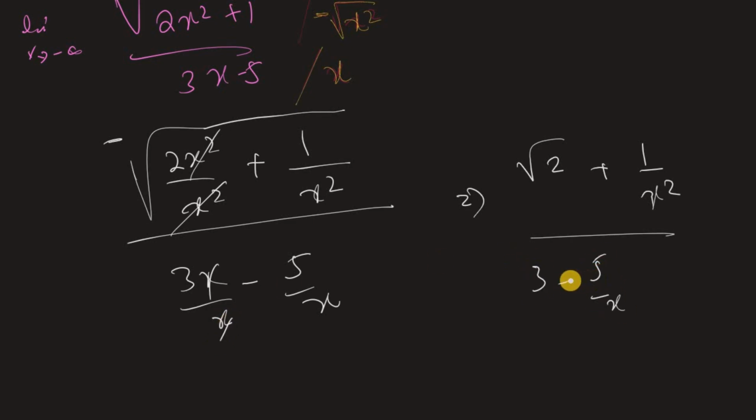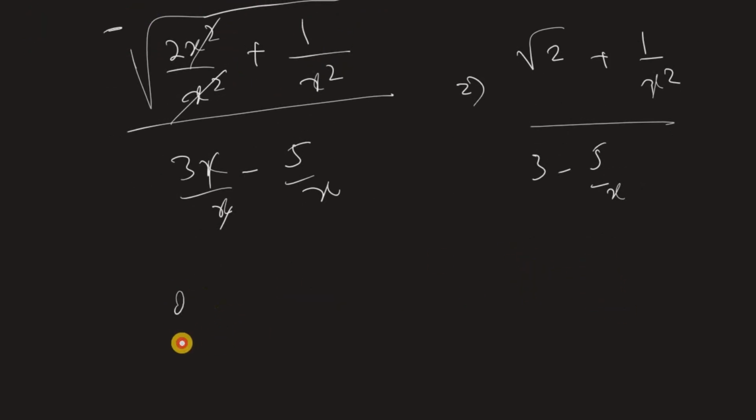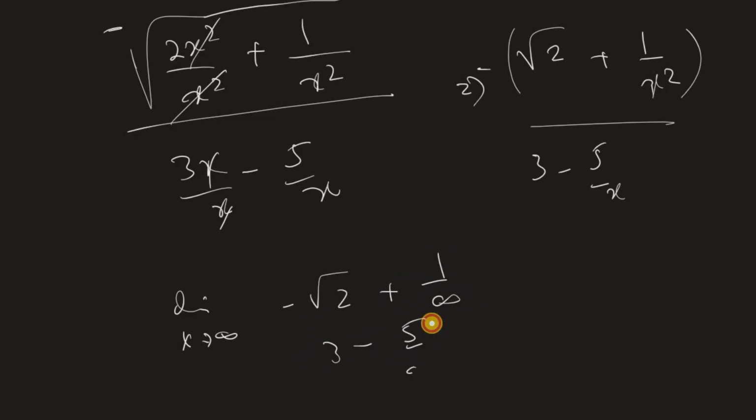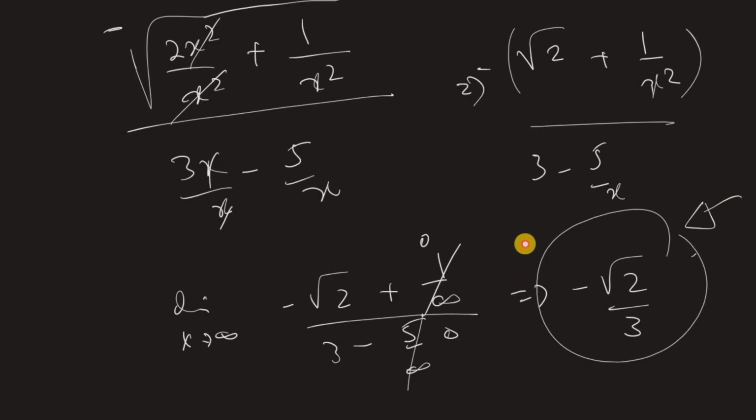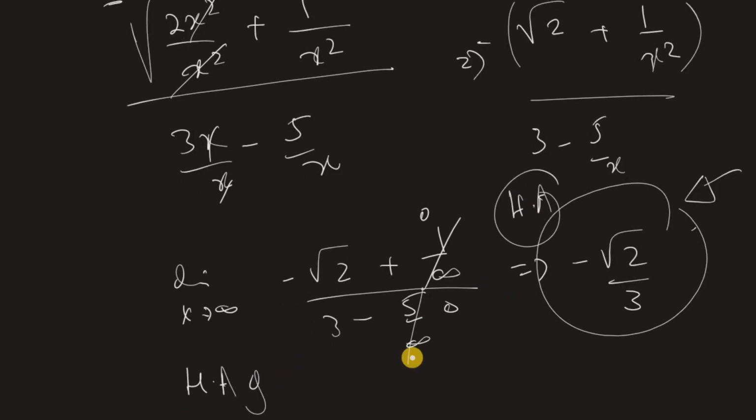Here we're left with square root of 2 plus 1 over x squared, over, again, 3 minus 5 over x. So if we put the infinity over here, limit as x approaches infinity, there was a negative in front. So then negative square root of 2 plus 1 over infinity, over 3 minus 5 over infinity, so that is 0, that is 0, and now we're left with negative square root of 2 over 3. So that is pretty much your answer for the horizontal asymptote.